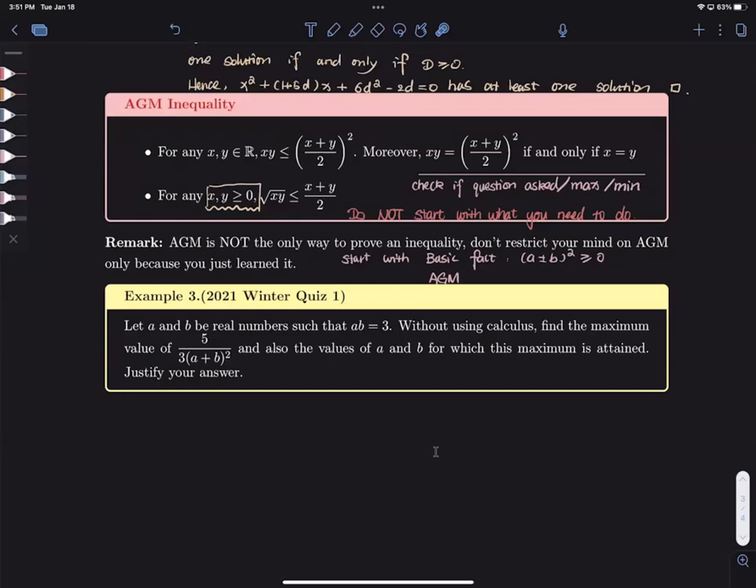You will actually lose mark. You definitely need to check the equality holds. The reason I talked about in my last tutorial, so check my last tutorial for the reason.